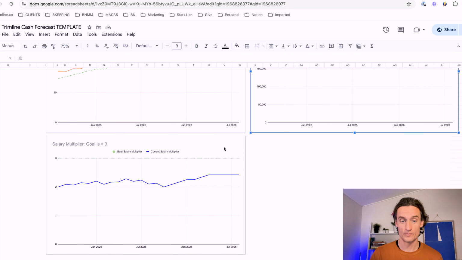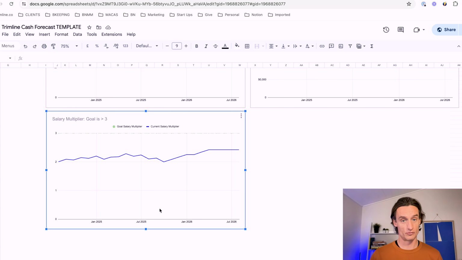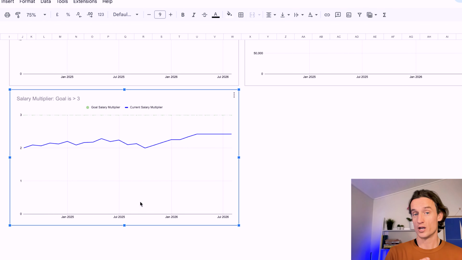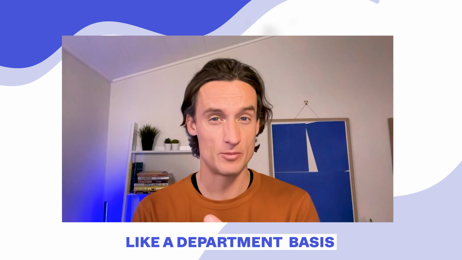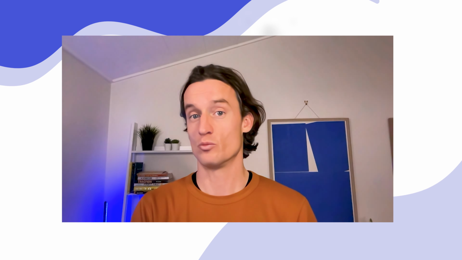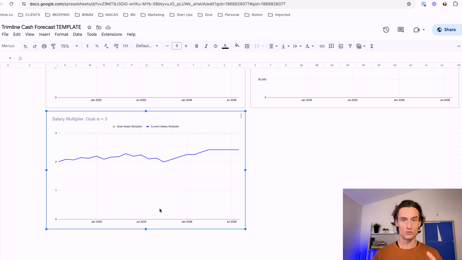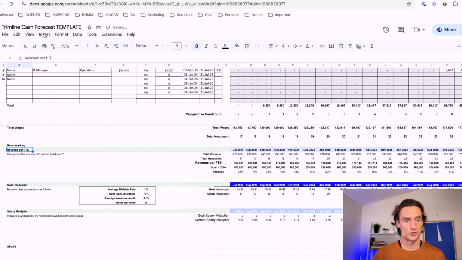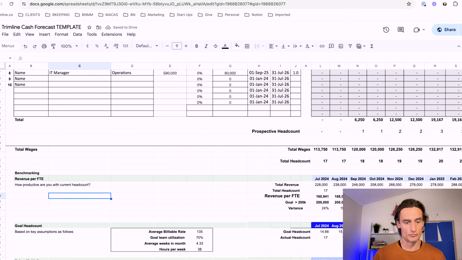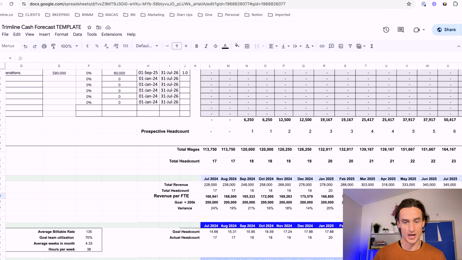And then the final one, salary multiplier, is used in a range of situations, but this is commonly used also to show to your team members how they're doing. You might calculate this on a department basis and show them, hey, we don't have enough clients for the headcounts in this department and we need to get more productive. So let me show you how the sausage is made with these 3 things so you can apply them in your business.